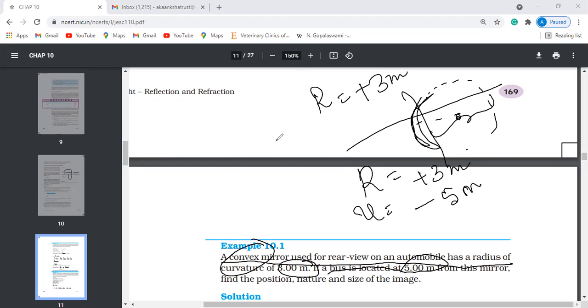Why? Because I said in the beginning you are keeping the object on your left, correct? Whichever lens you keep the object on the left of, it must come out negative. So that u will always be negative. Remember, don't confuse with this. Find the position, in the sense you have to find v, and the nature and size of the image. Size of the image in the sense h dash. Okay, let's solve the problem.